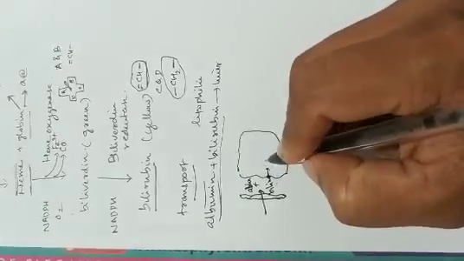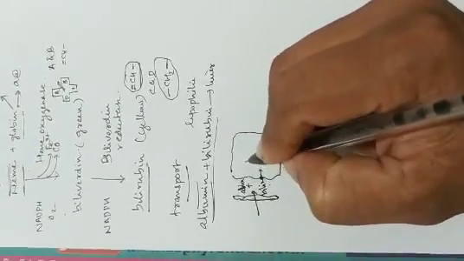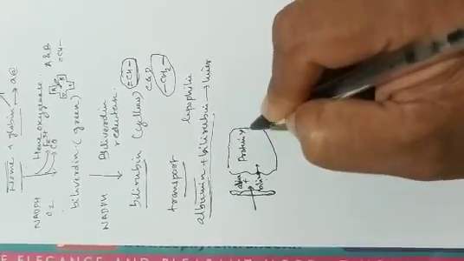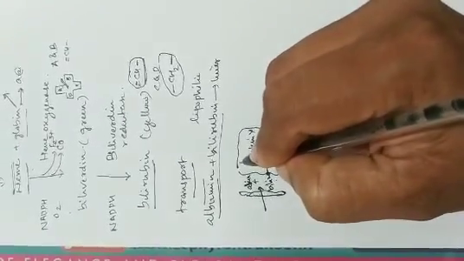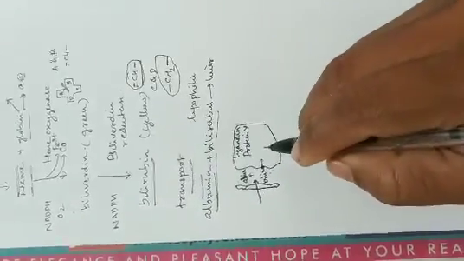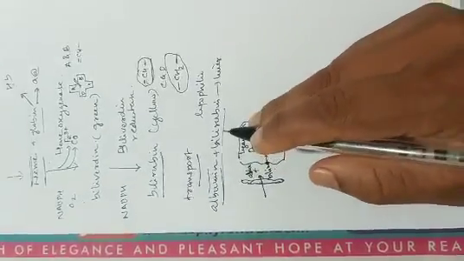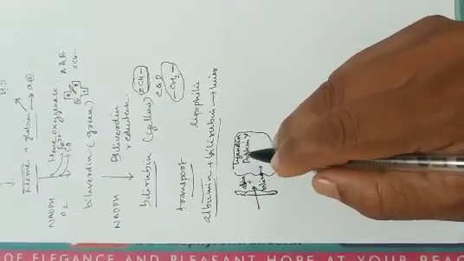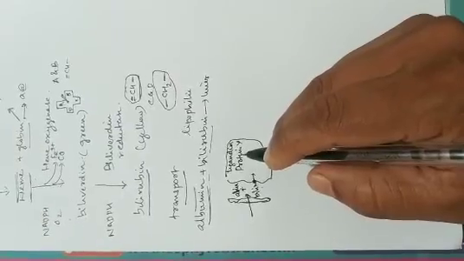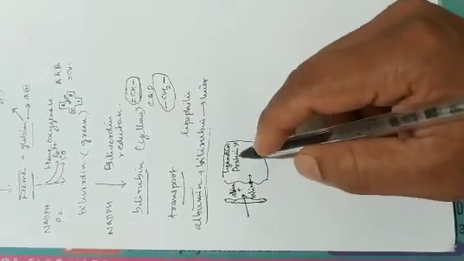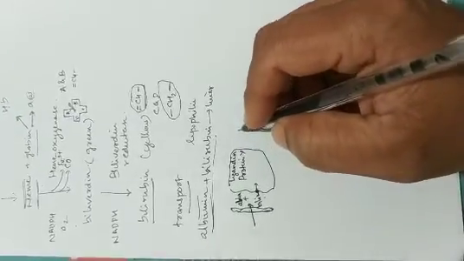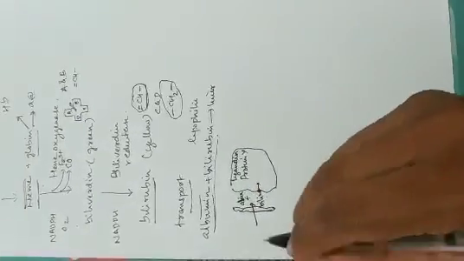And inside the hepatocyte, this bilirubin combines with a protein known as ligandin and another protein, protein Y. The formation of this complex prevents the backflow of bilirubin into the system.